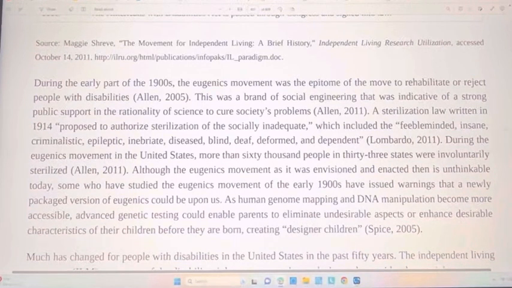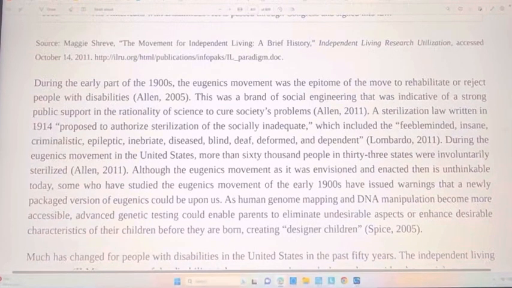A sterilization law written in 1914 proposed to authorize sterilization of the socially inadequate, which included the feeble-minded, insane, criminalistic, epileptic, inebriate, diseased, blind, deaf, deformed, and dependent. During the eugenics movement in the United States, more than 60,000 people in 33 states were involuntarily sterilized.